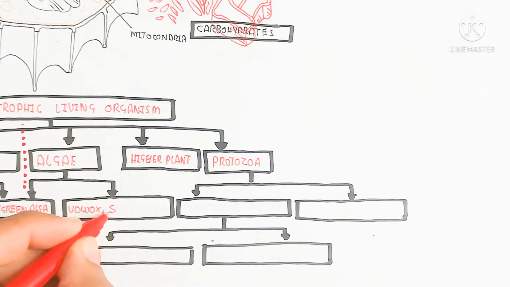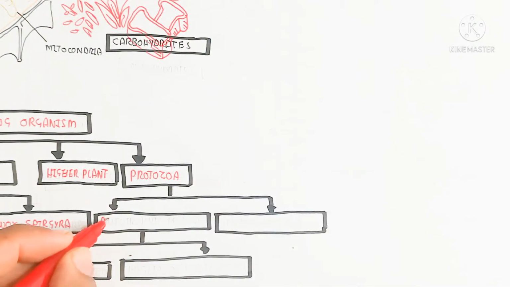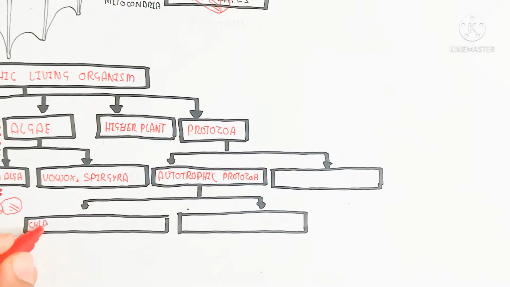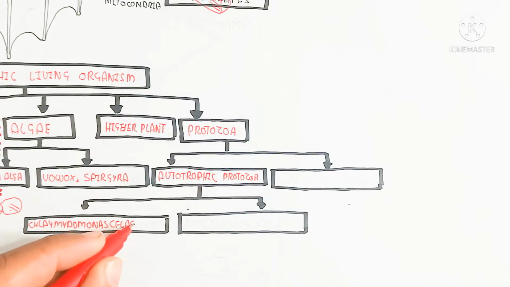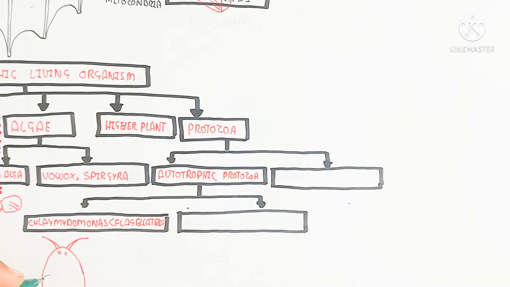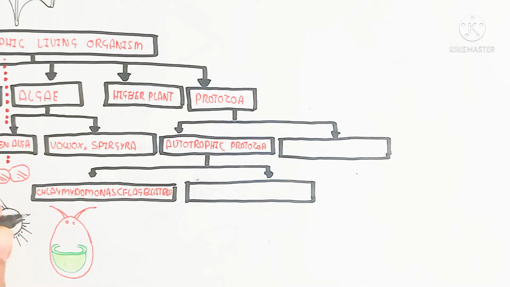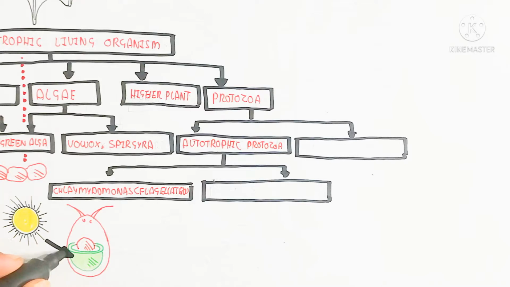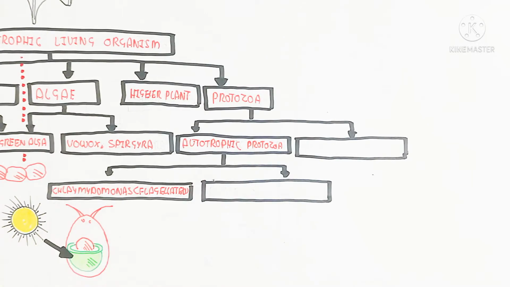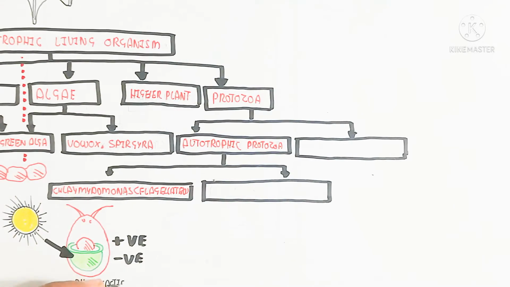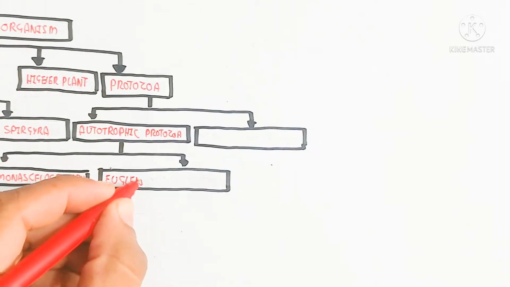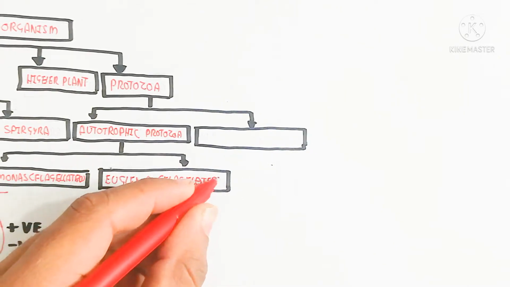The blue-green algae are prokaryotes, and bacteria also contain chlorophyll. Volvox and spirogyra are algae, along with autotrophic higher plants and protozoa. Protozoa can be autotrophic or heterotrophic. Chlamydomonas is flagellated and contains a cup-shaped chloroplast. This chloroplast moves with negative and positive phototactic movement.